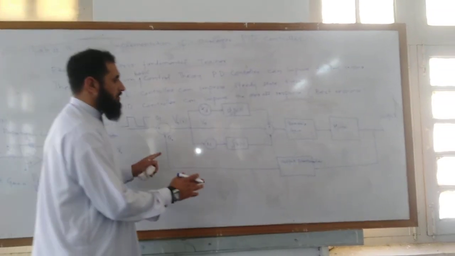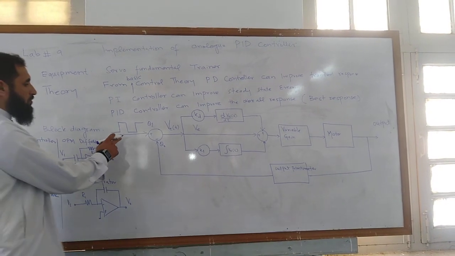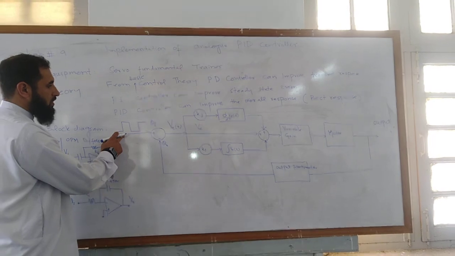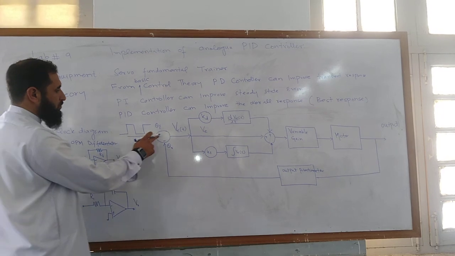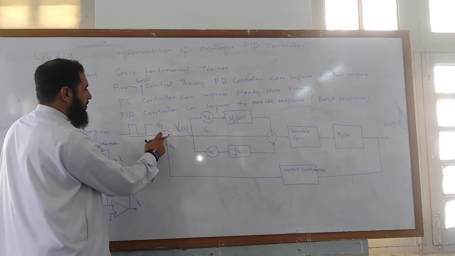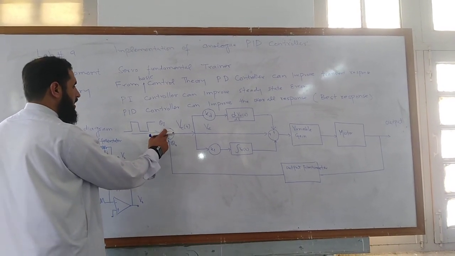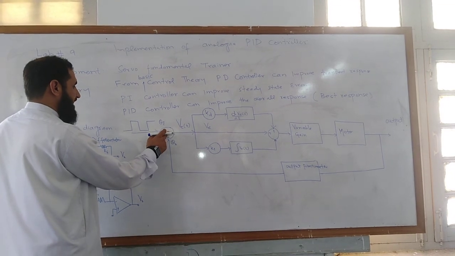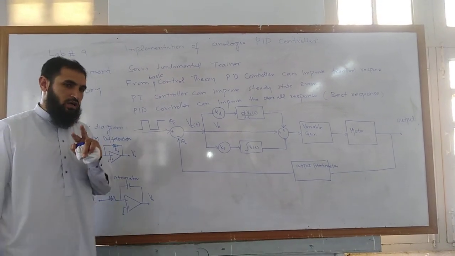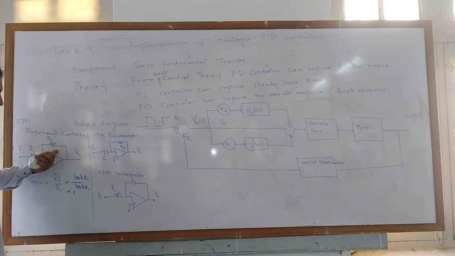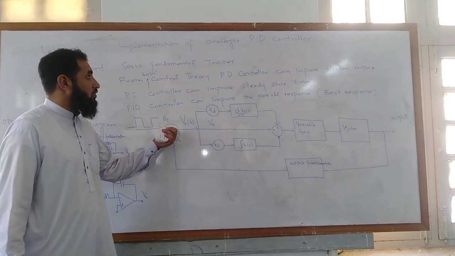This is the block diagram of this lab. At the input, this is the square wave. The square wave will be applied to the operational amplifier summer. So the operational amplifier can perform two tasks. One, it can be used as a variable gain controller, and the second, it can be used as a summer in the analog control system.